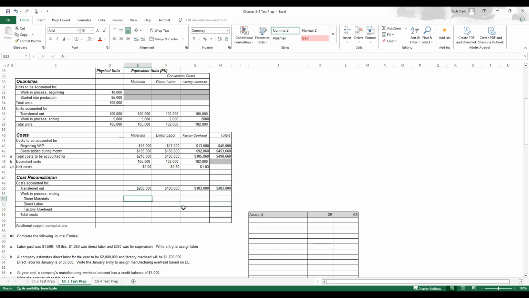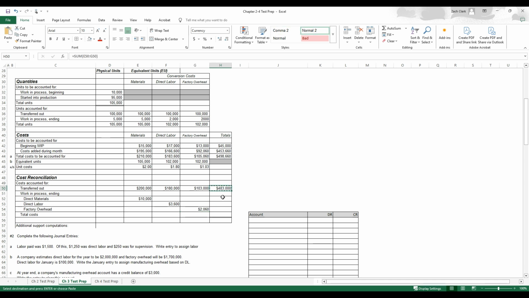Okay, and then work in process ending, we're going to take our $2 times the equivalent units in work in process. There is 10,000. So that was the $2 per unit times the 5,000 units in work in process for materials, and then $1.80 times the 2,000 for the labor, and $1.03 times the 2,000 for overhead.